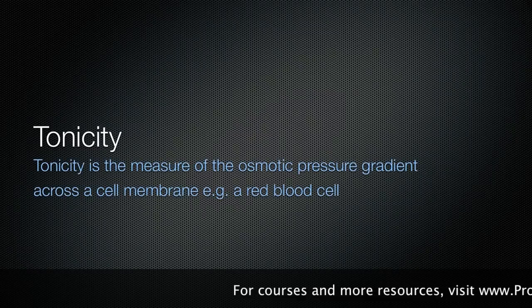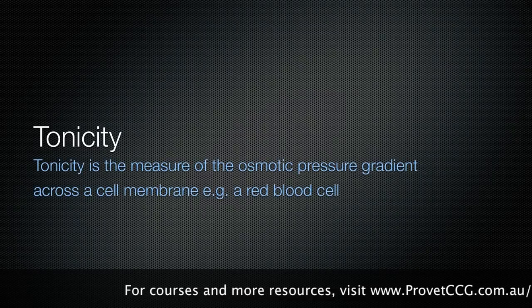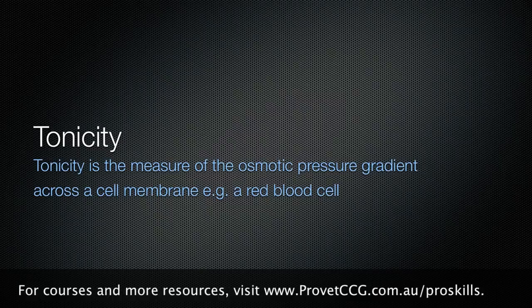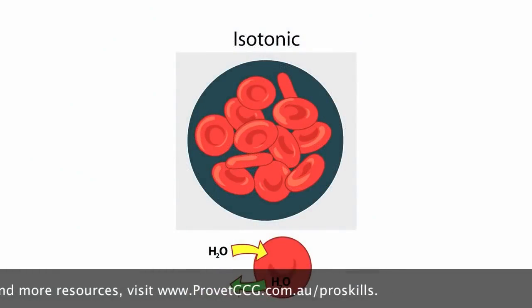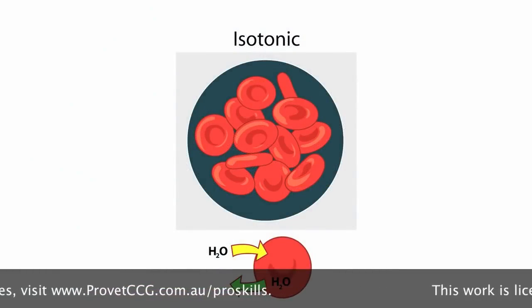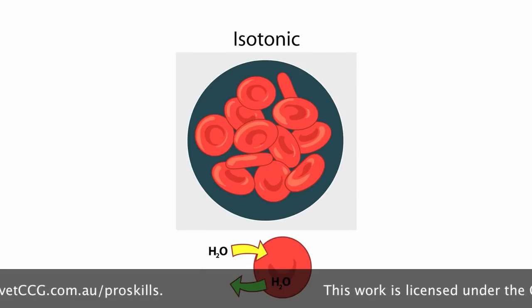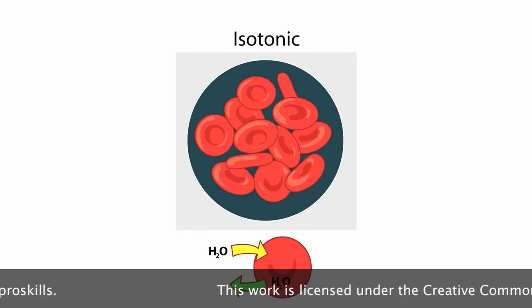The last concept I want to present is tonicity. Tonicity is the measure of the osmotic pressure gradient across a cell membrane, for example a red blood cell. The inside of red blood cells contain particles, ions, proteins and other chemical molecules, which give it a particular osmolarity.